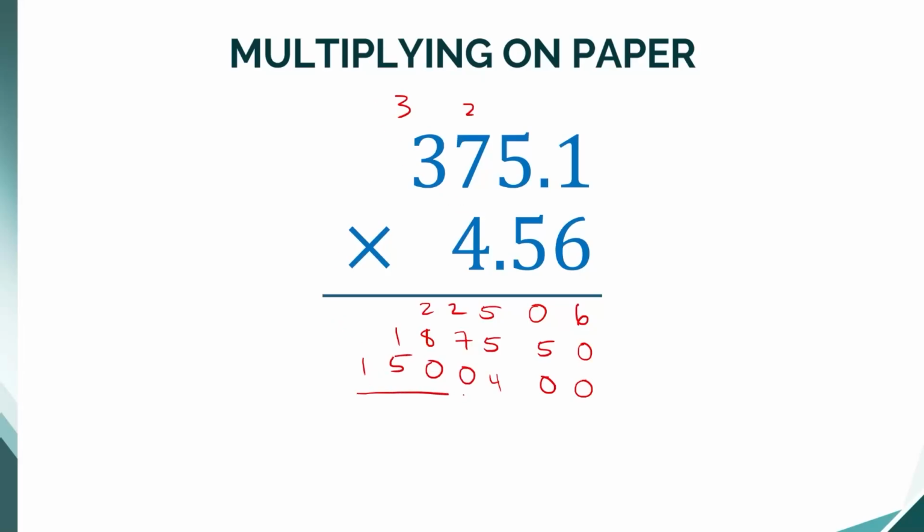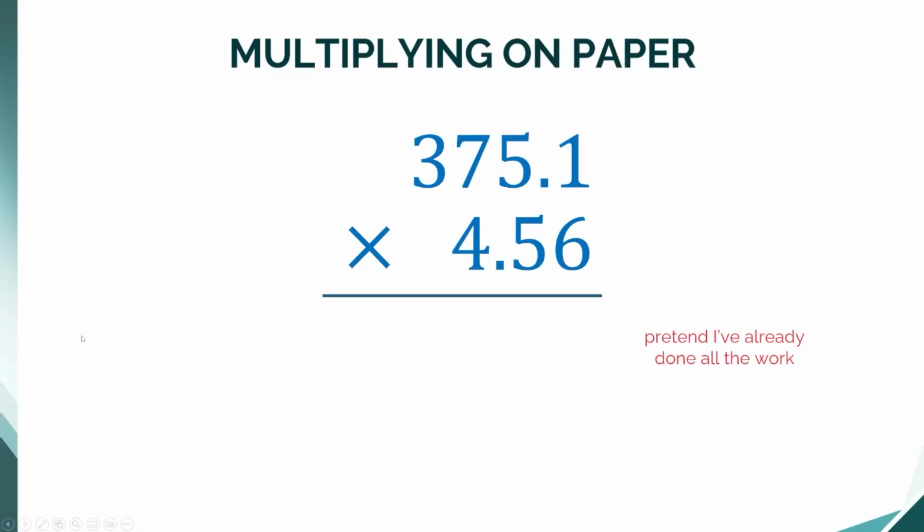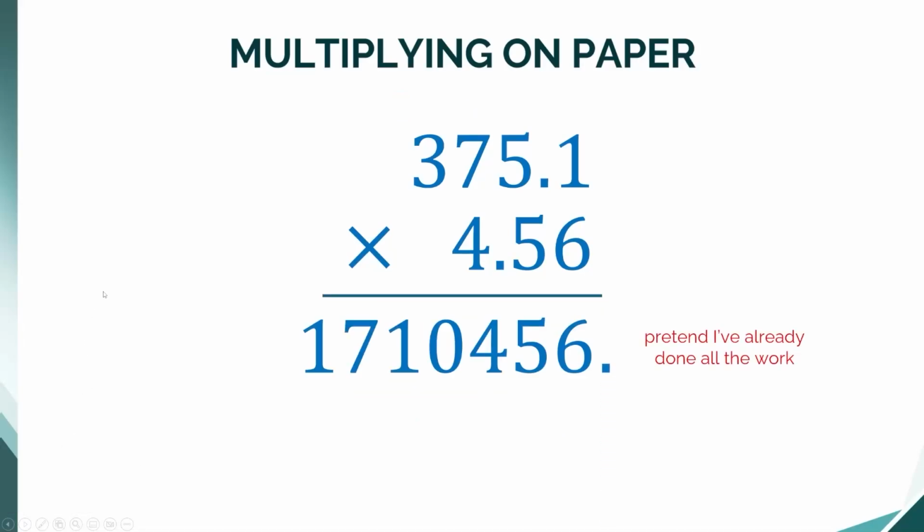And again, you want to add all of this up. So we have 6, 5. That's going to be 14, so we put the 4, carry the 1. That's going to be 10, so put a 0, carry the 1. That's going to be 11, put a 1 there, carry the 1. That's going to be 7, and that's going to be 1. So we're left with 171,0456, which I think is the correct answer. In fact, I have it right here. Pretend I did all of the work.